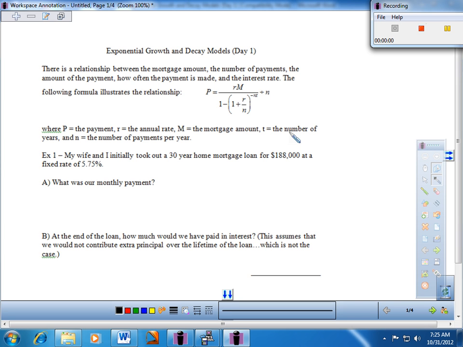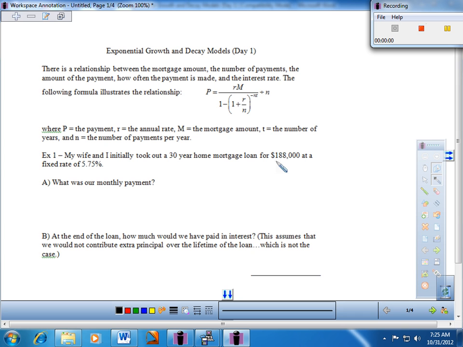So we're going to look at my scenario for our house. My wife and I did initially take out a 30-year home mortgage loan for $188,000 at a fixed rate of 5.75%. We were fortunate enough to put quite a large down payment on our home, and this ended up being the loan that we needed to take out. Actually, this is somewhat outdated as we refinanced because the interest rates are so low, but that is besides the point. Anyway, we're going to take a look at this scenario.